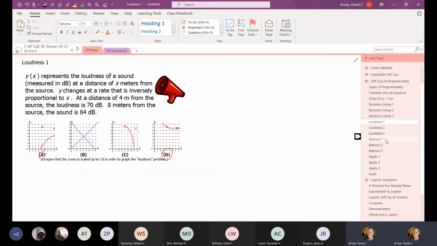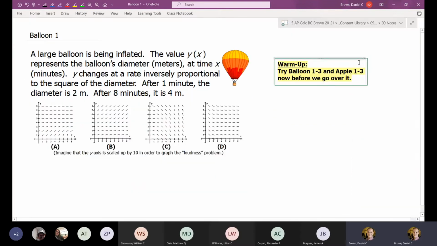The one I want to start on today is the balloon one and then the apple one. Before I go over it though, I do want to give you a chance to try them first. For each of them, you're going to match it to the correct slope field and then write the differential equation and solve it. To be quite honest, I typically see mistakes in this topic not on the calculus, but on the algebra, like solving for the missing two constants and things like that. So go ahead and try those two for me. Then we'll go over them.